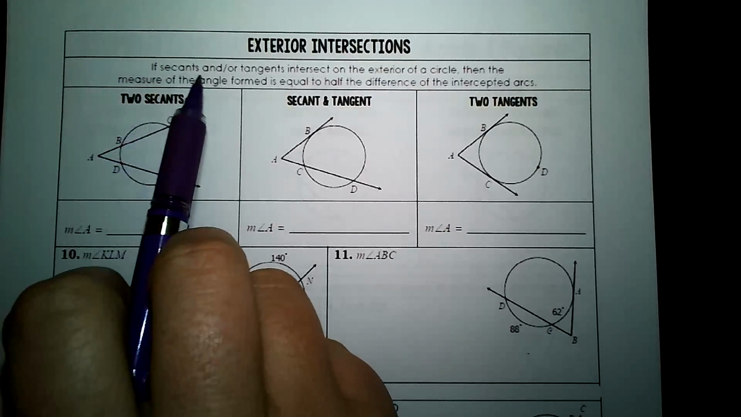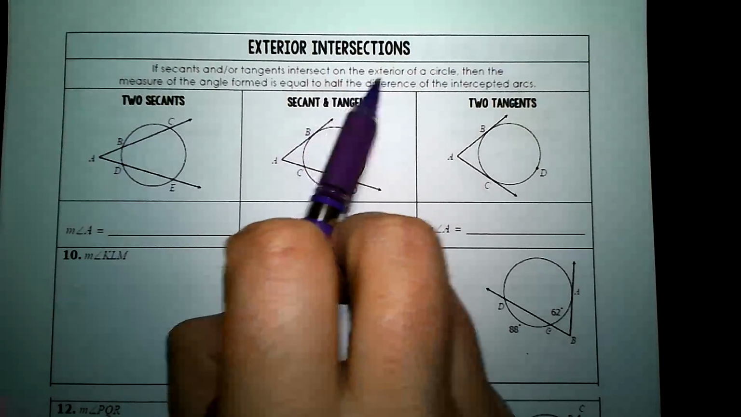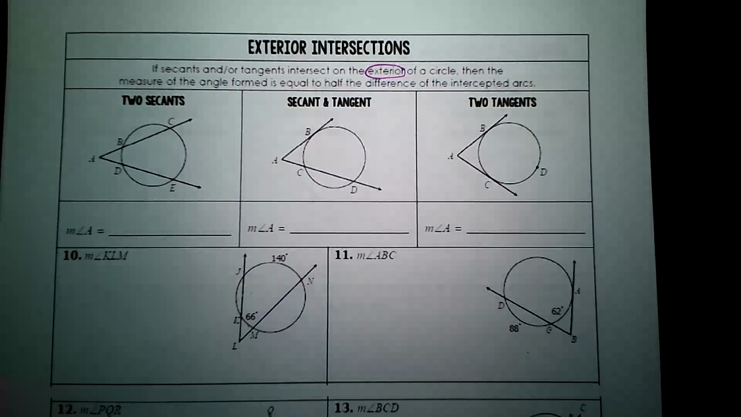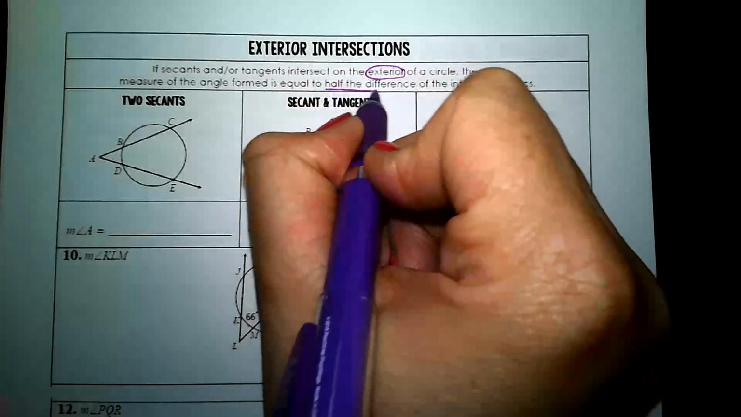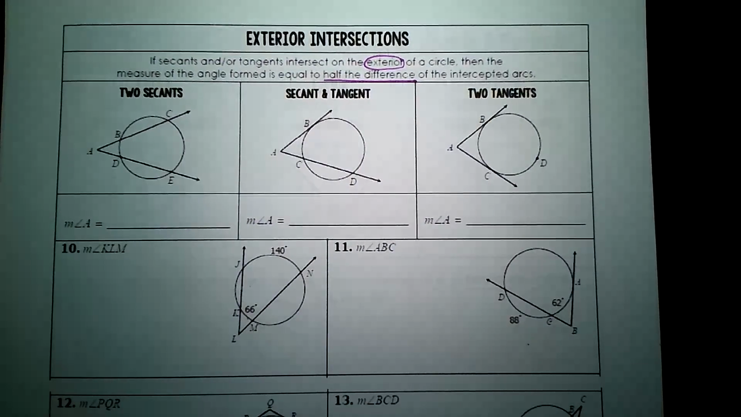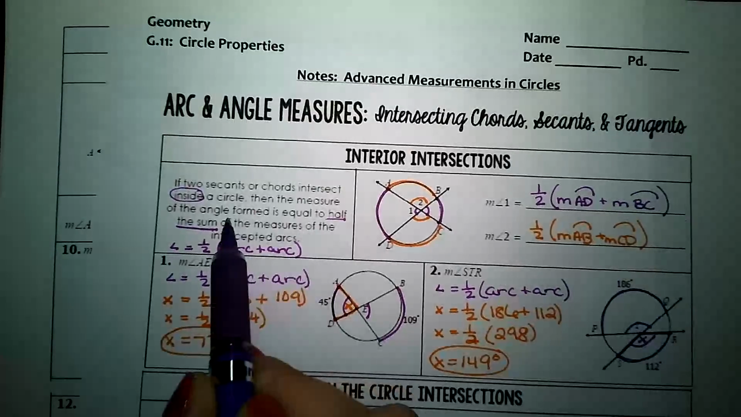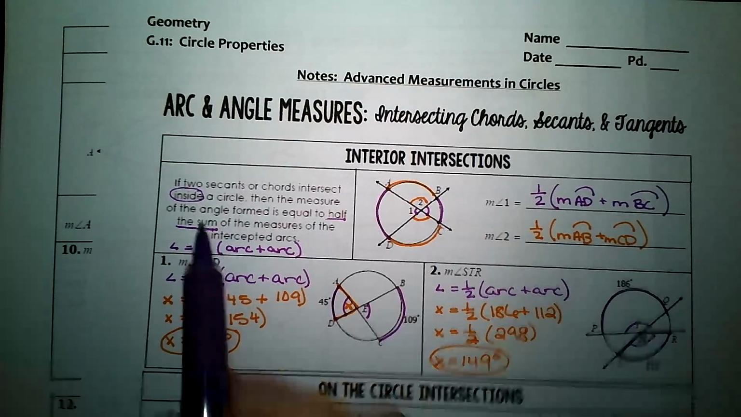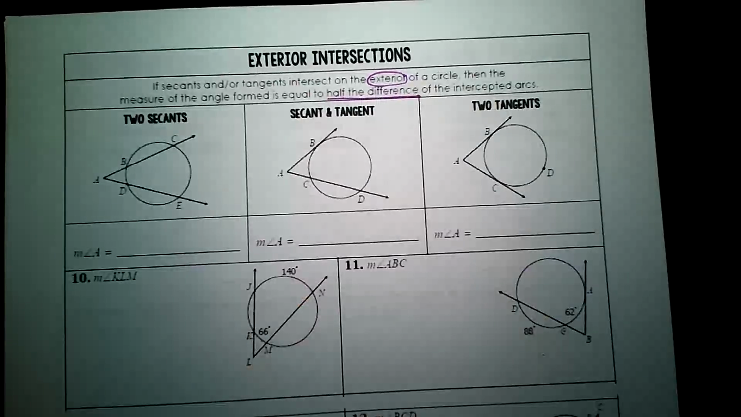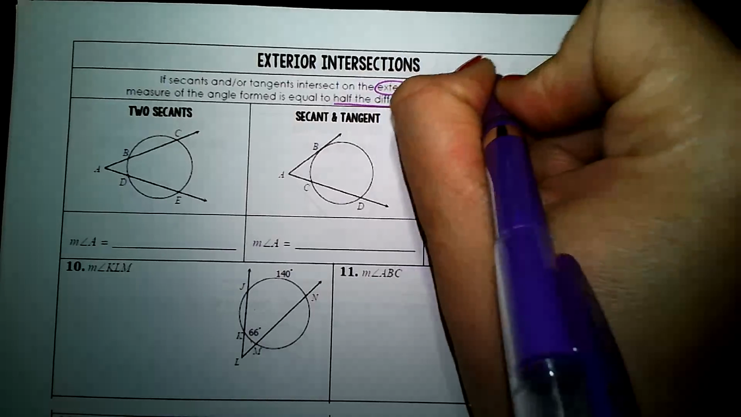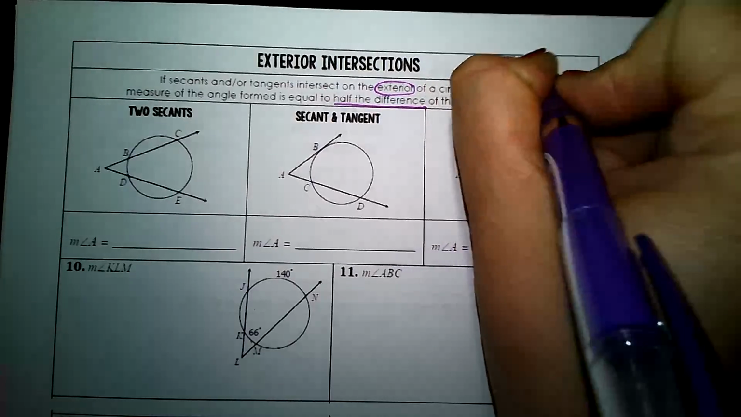It says if secants and/or tangents intersect on the exterior of a circle, then the measure of the angle formed is equal to half the difference of the intercepted arcs. Difference means subtraction. Okay, so for our first page, the formula said that the angle was equal to half the sum. For this portion of our notes, our angle is going to be equal to half of the difference of the 2 arcs.